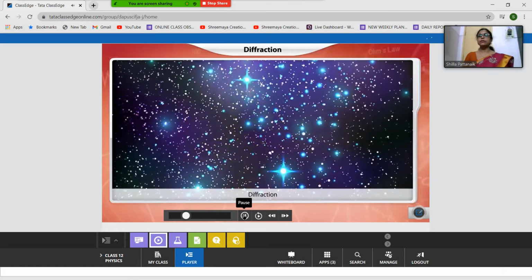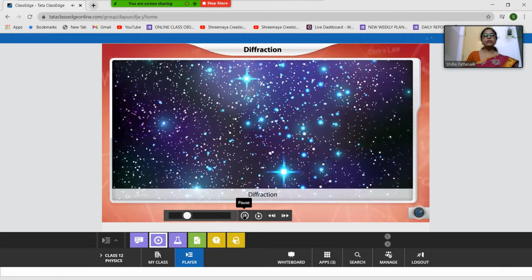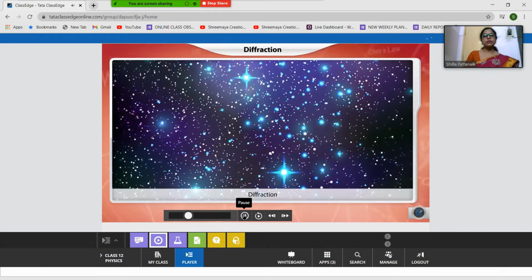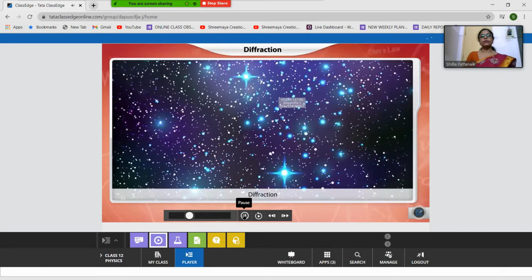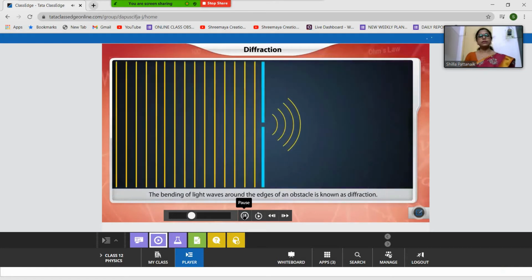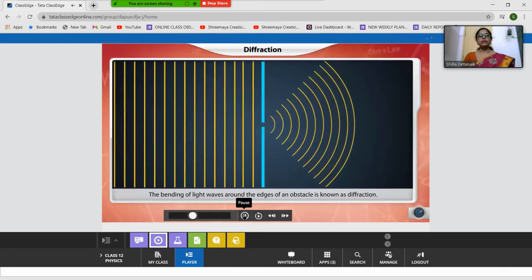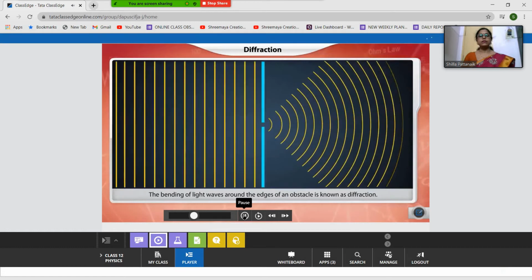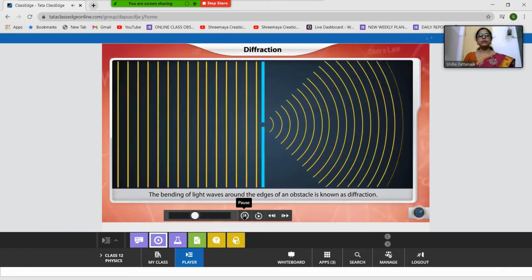Stars appear to have spikes because of the property of light called diffraction. Light waves bend around the edges of an obstacle in their path. This bending of light is known as diffraction.